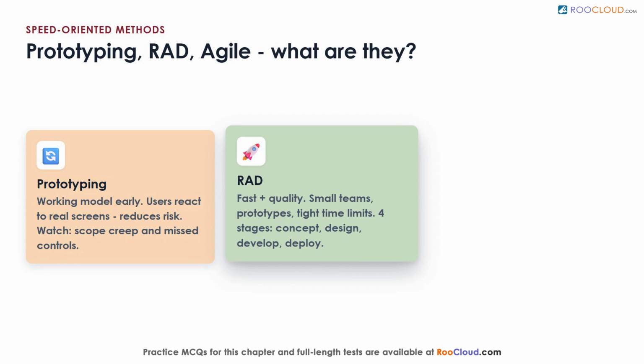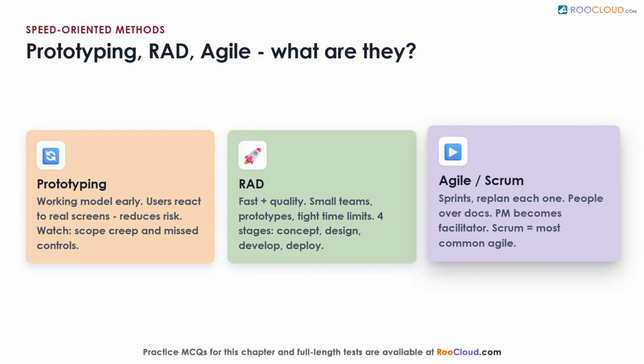And what is agile development? It assumes you can't define everything up front, so it works in small, time-boxed iterations called sprints. The team replans after each one. It leans on people's knowledge over heavy documentation. Teams stay small, mixed, and close together. And the project manager becomes a facilitator, not a controller. Scrum is the best-known agile method.